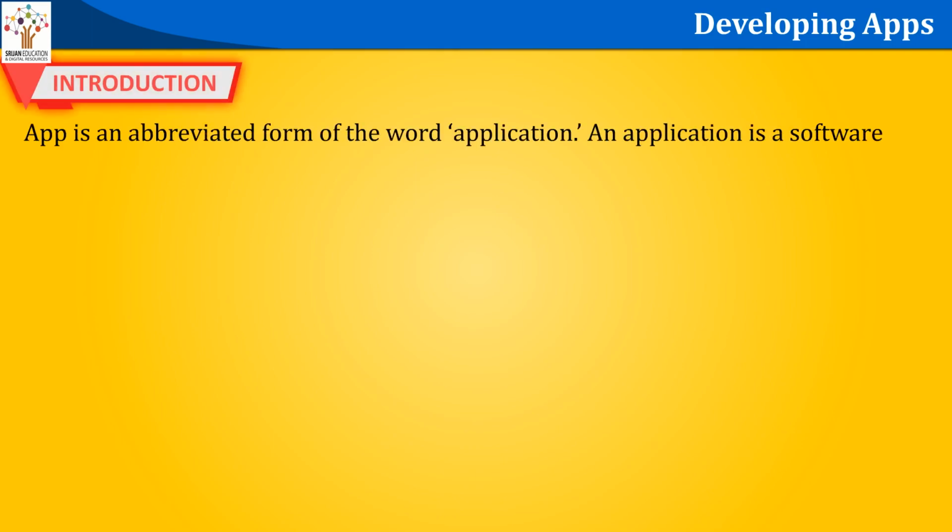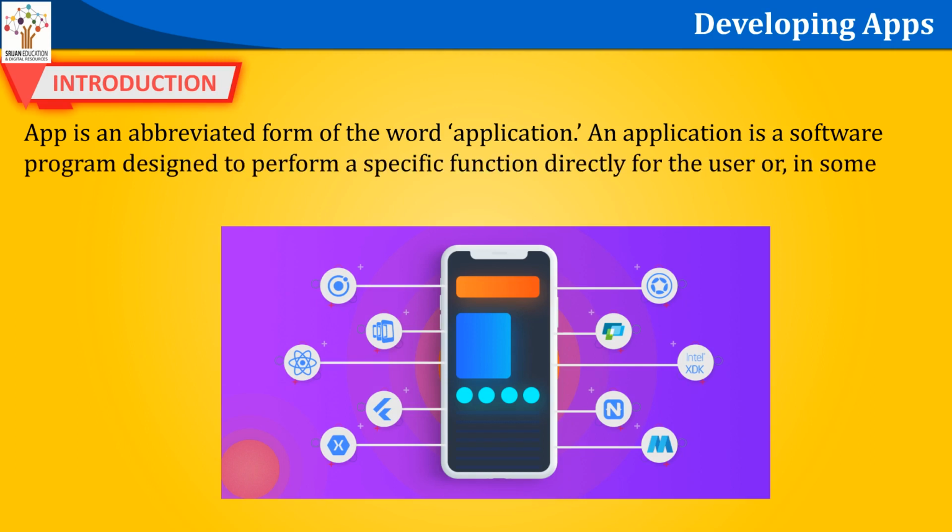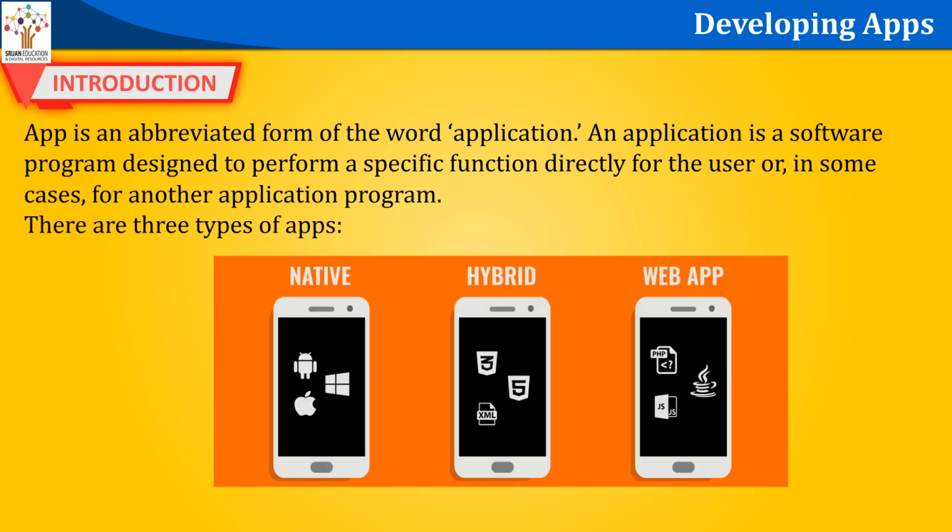Introduction. App is an abbreviated form of the word application. An application is a software program designed to perform a specific function directly for the user or, in some cases, for another application program. There are three types of apps: native apps, hybrid apps, web apps.